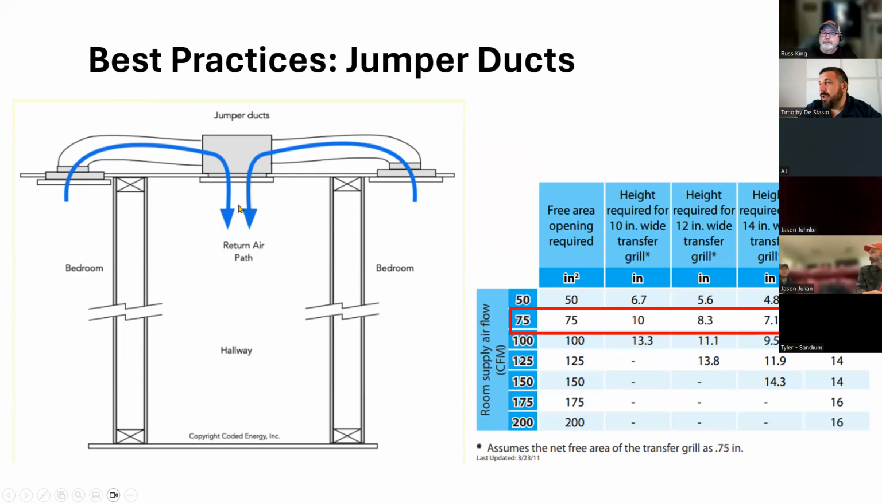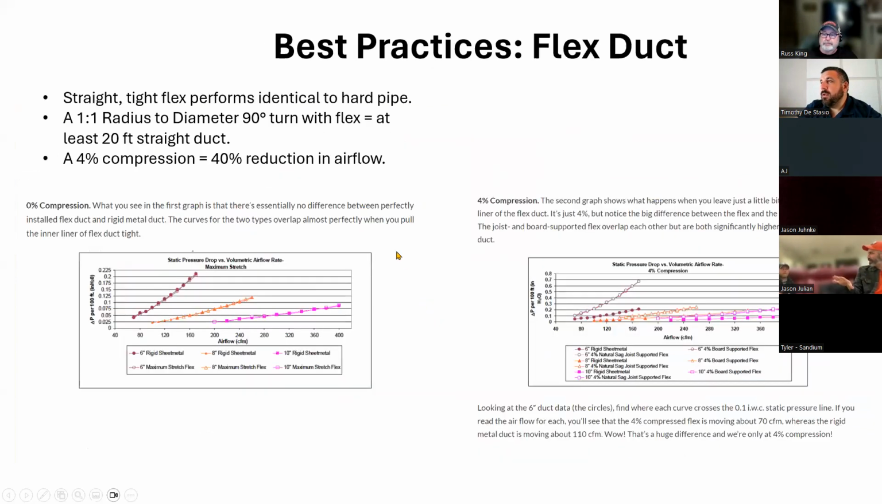So these always end up getting oversized. And they have to be oversized to be correctly sized because you want a really low pressure path out so the air doesn't choose to exfiltrate somewhere else.